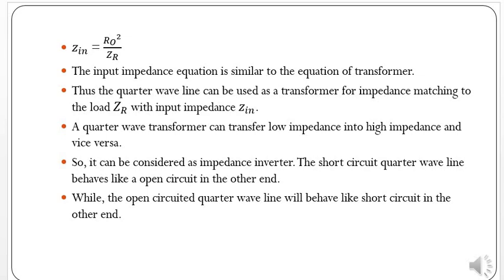The input impedance equation is similar to the equation of transformer. Thus the quarter wave line can be used as a transformer for impedance matching to the load ZR with the input impedance Z input. The quarter wave transformer can transfer a low impedance into high impedance and vice versa. So it can be considered as impedance inverter. The short circuit quarter wave line behaves like an open circuit in the other end, while the open circuited quarter wave line behaves like a short circuit in the other end.